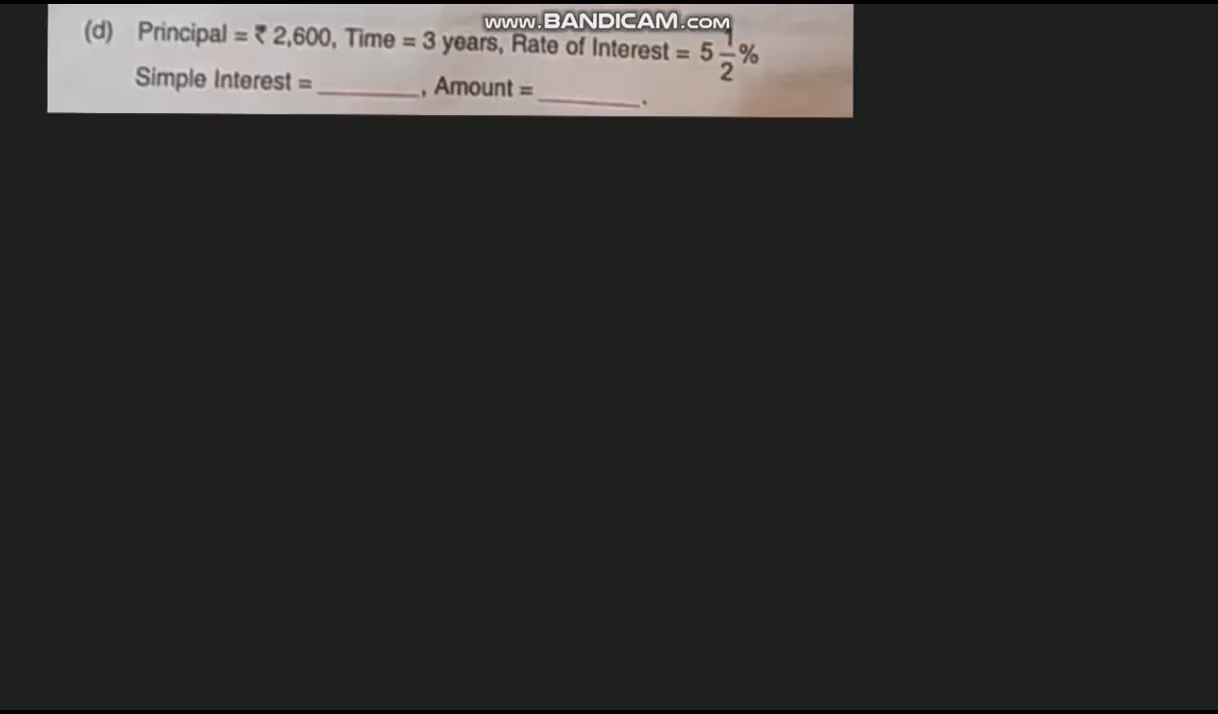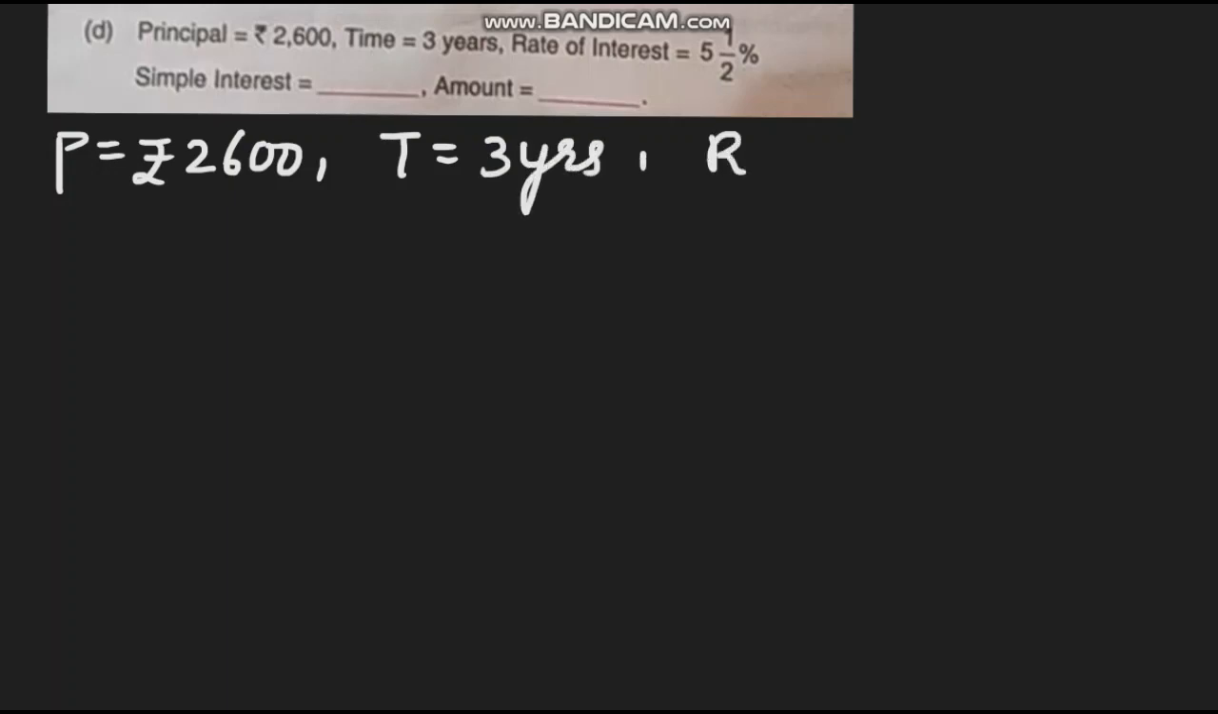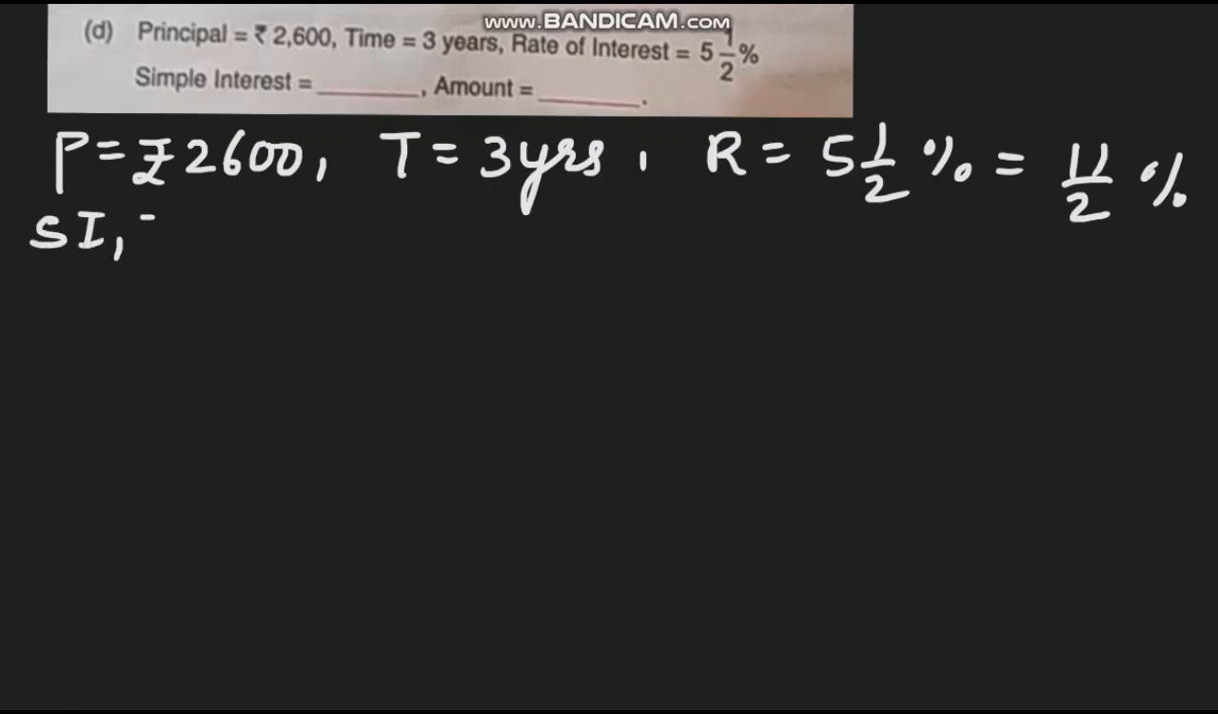Now let us see what is given in D. Principal amount is rupees 2600. P is equal to rupees 2600. Time is given as 3 years. And rate of interest is equal to 5 1 by 2%. Now see, 5 1 by 2 means how much it will become? 11 by 2%. Now what you have to find? You have to find the simple interest as well as amount. You have to find SI as well as amount.